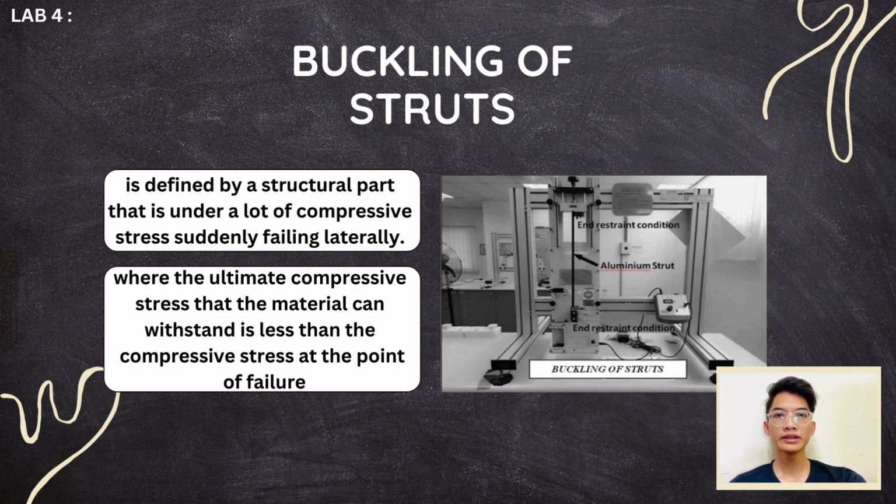For Mechanics of Materials Lab number 4, we will be determining the buckling of a compression member and the critical buckling load of an aluminium stud. Buckling of a compression member involves the analysis of critical load. It is defined as a structural part under a lot of compressive stress suddenly failing laterally, where the ultimate compressive stress that the material can withstand is more than the compressive stress at the point of failure.